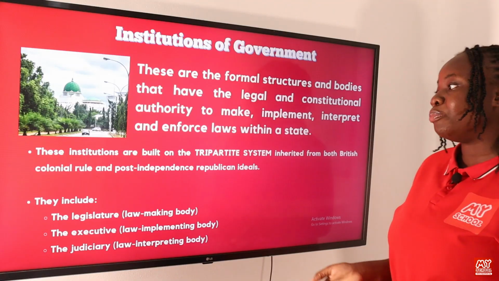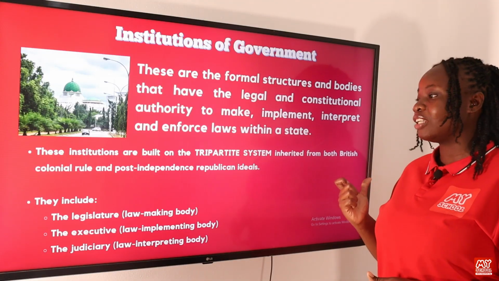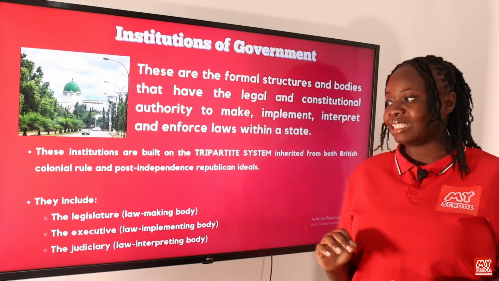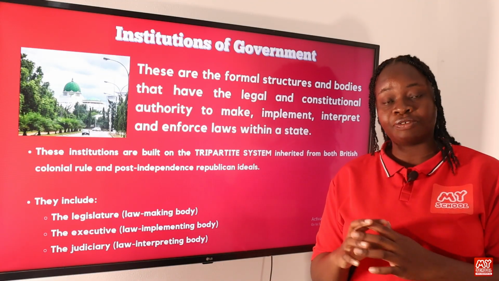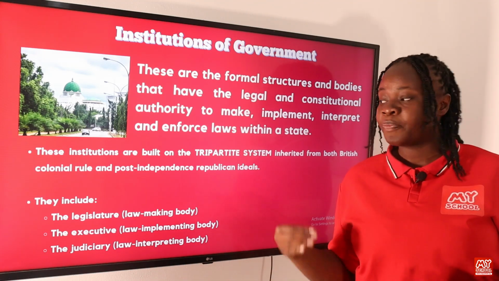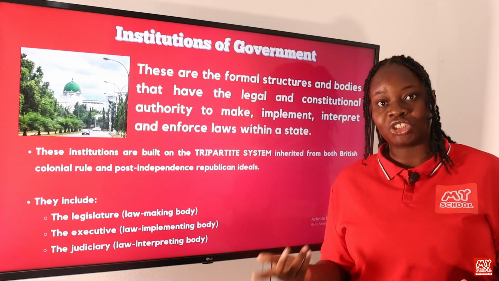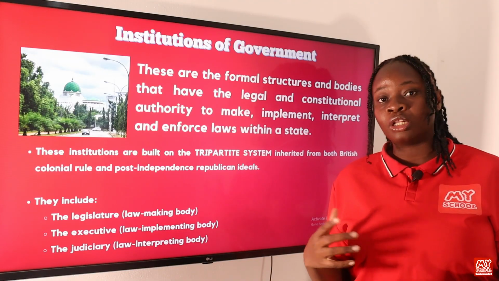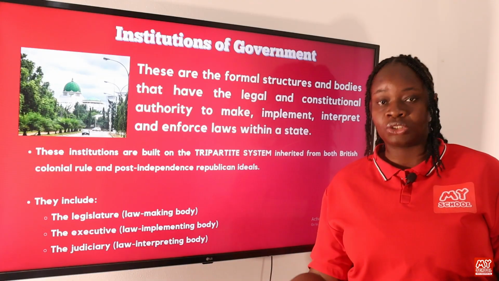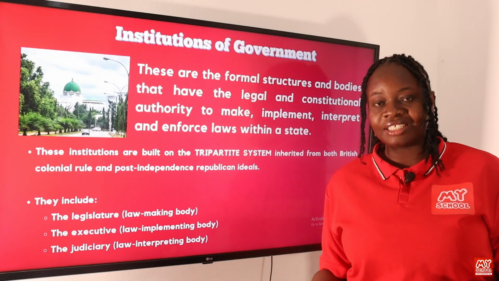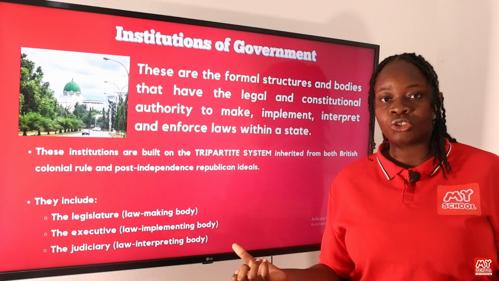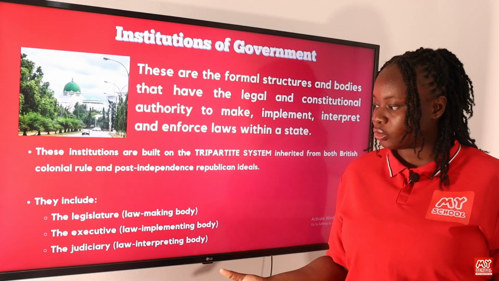These institutions are built on the tripartite system inherited from both British colonial rule and post-independence Republican ideals. We inherited that division into the three organs of government: the legislature, the executive, and the judiciary, from the British colonial administration. We also learned a lot from the Republican ideals that have been enforced in so many different democratic societies of the world, the United States of America, for example. So we continue to use these three organs of government to govern the administration of the nation.